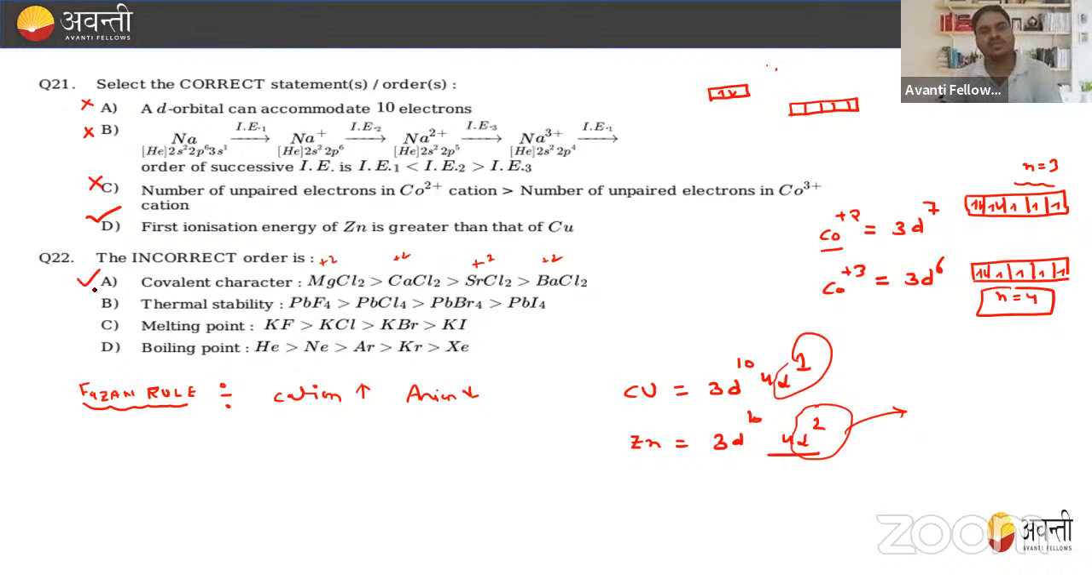So this statement is absolutely correct because they are arranged according to the size, magnesium having a lower size and barium having the highest size. So the covalent character of magnesium chloride is much more as compared to barium chloride. So this order is absolutely correct.